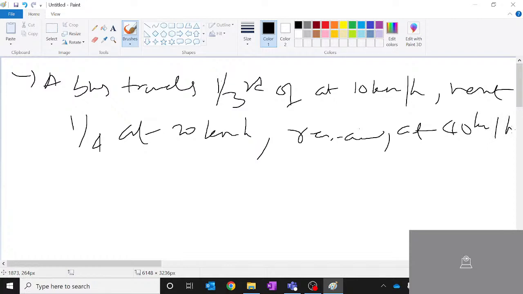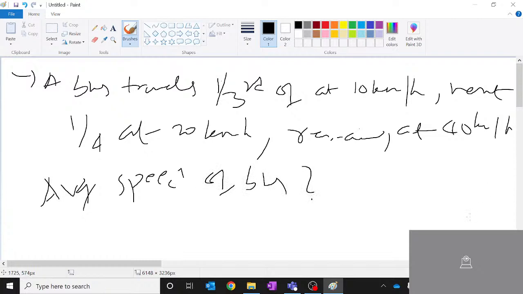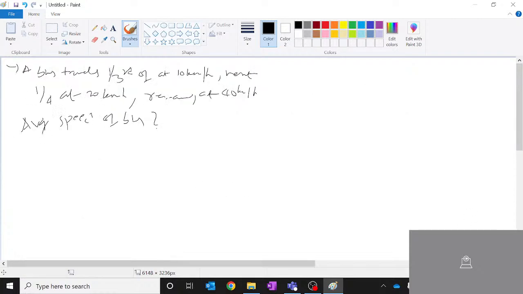Now the given question is, what is the average speed of the bus? First one third is 10 kilometers, next one fourth is 20, the remaining distance is 40. You are supposed to find the average speed of the bus.